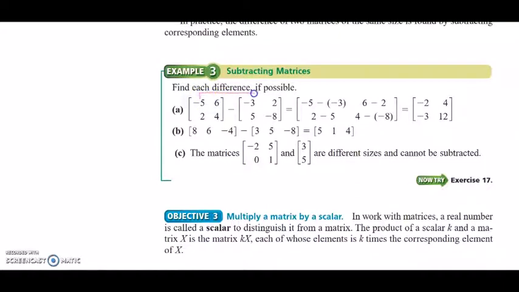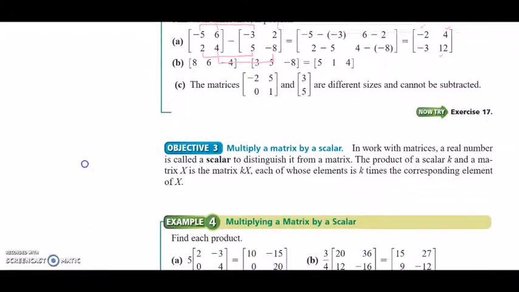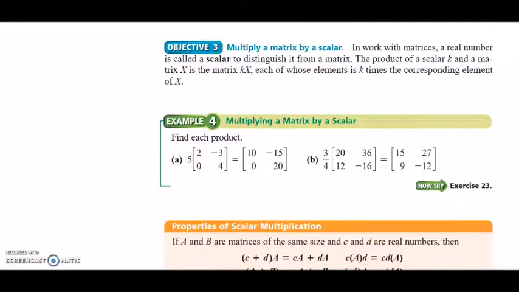That means that just like adding, we can subtract matrices. So -5 minus a -3 gives me -2. 6 minus 2 gives me 4. 2 minus 5 gives me -3. And 4 minus a -8 gives me 12. To multiply a matrix by a scalar, you distribute to each of the elements. So 5 times 2 is 10, 5 times -3 is -15, 5 times 0 is still 0, and 5 times 4 is 20.